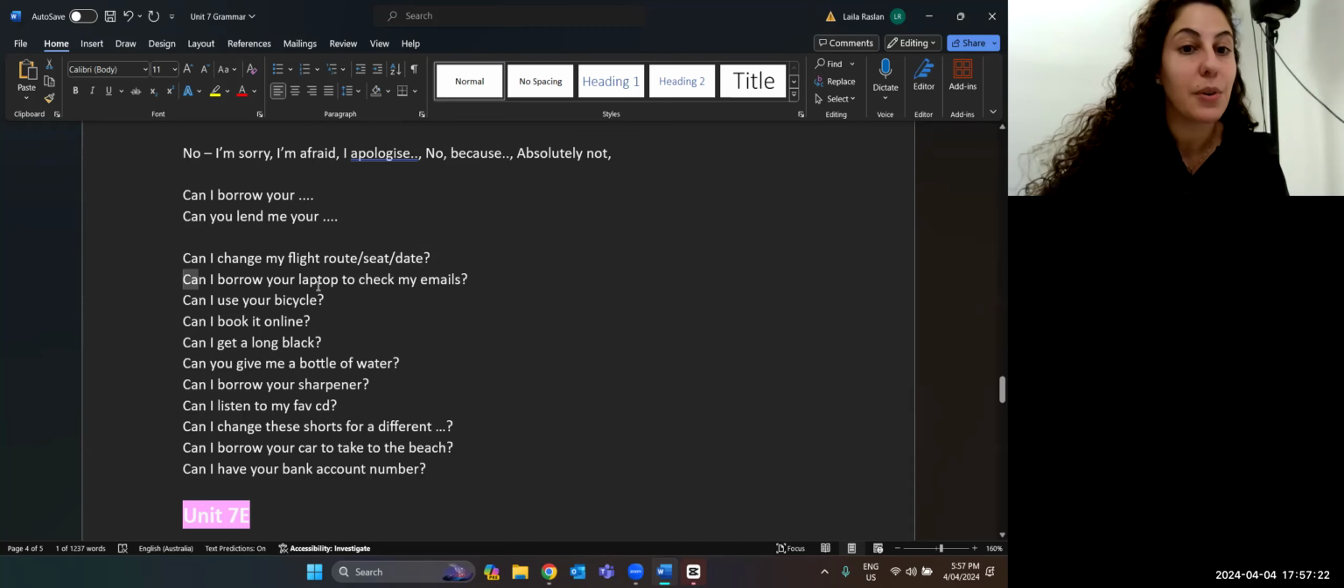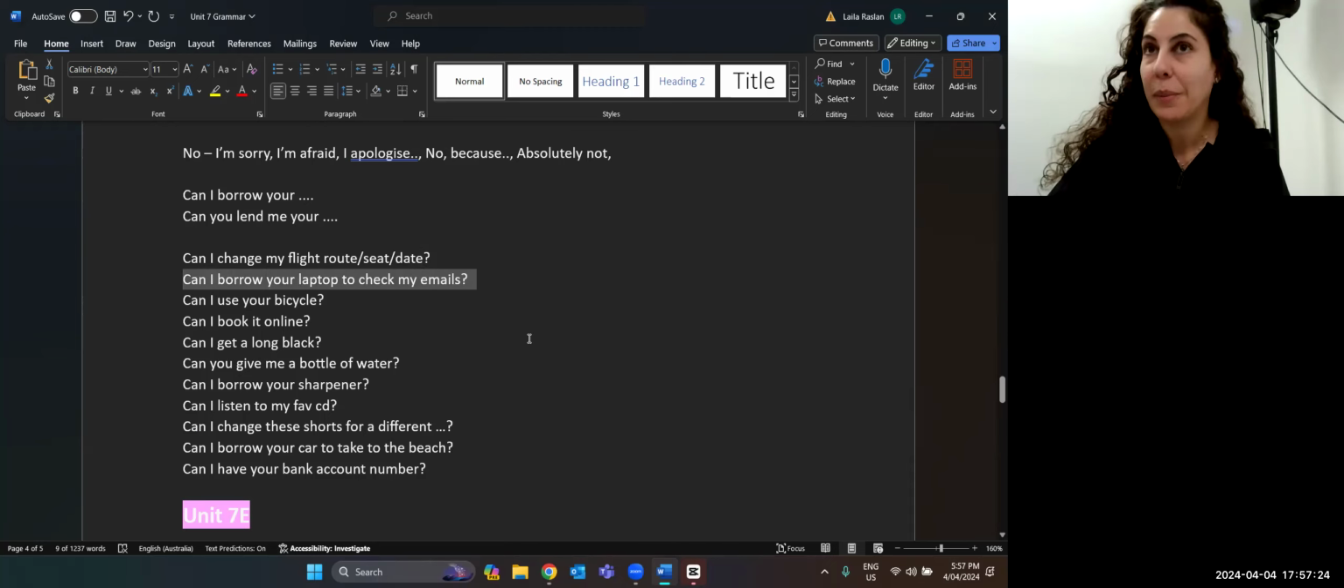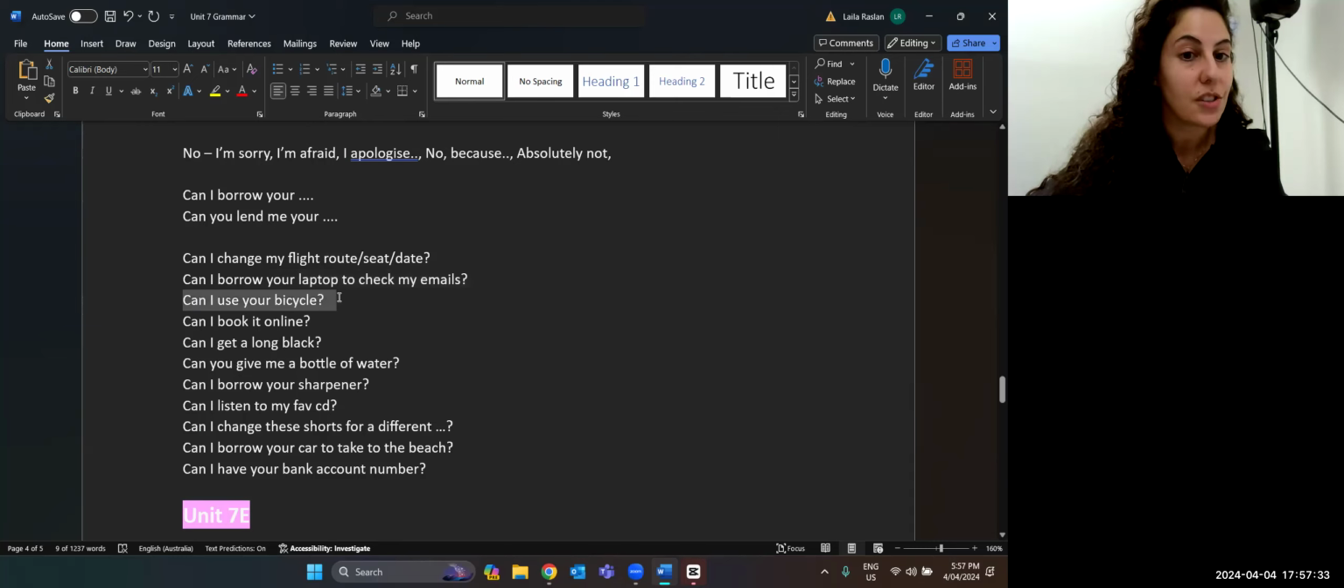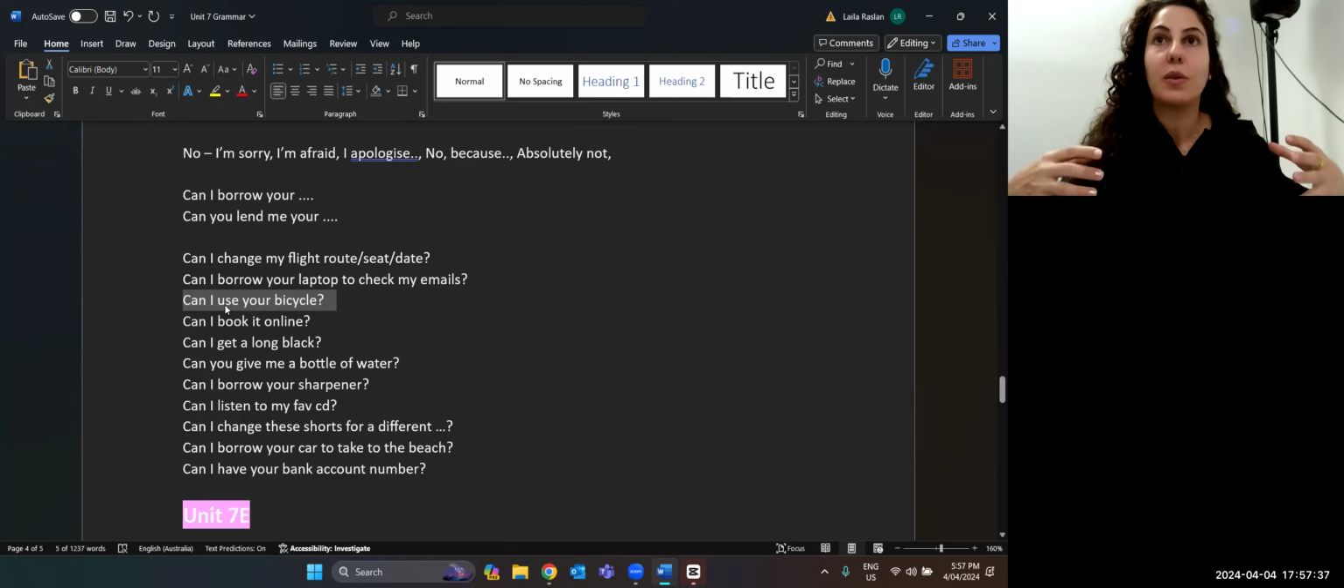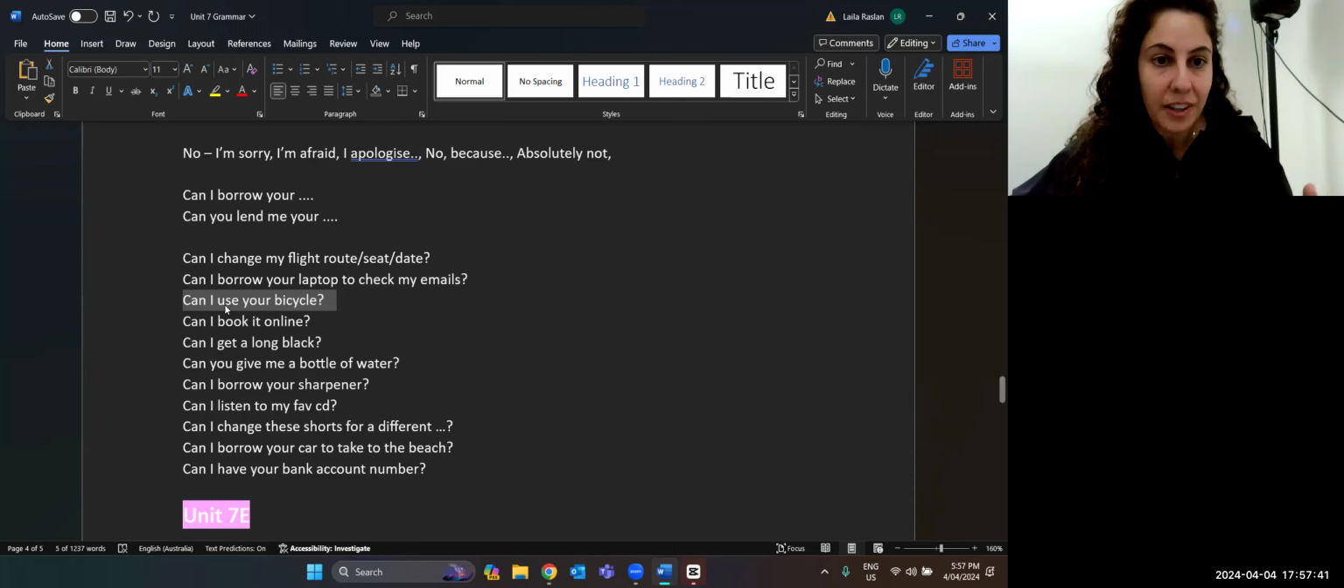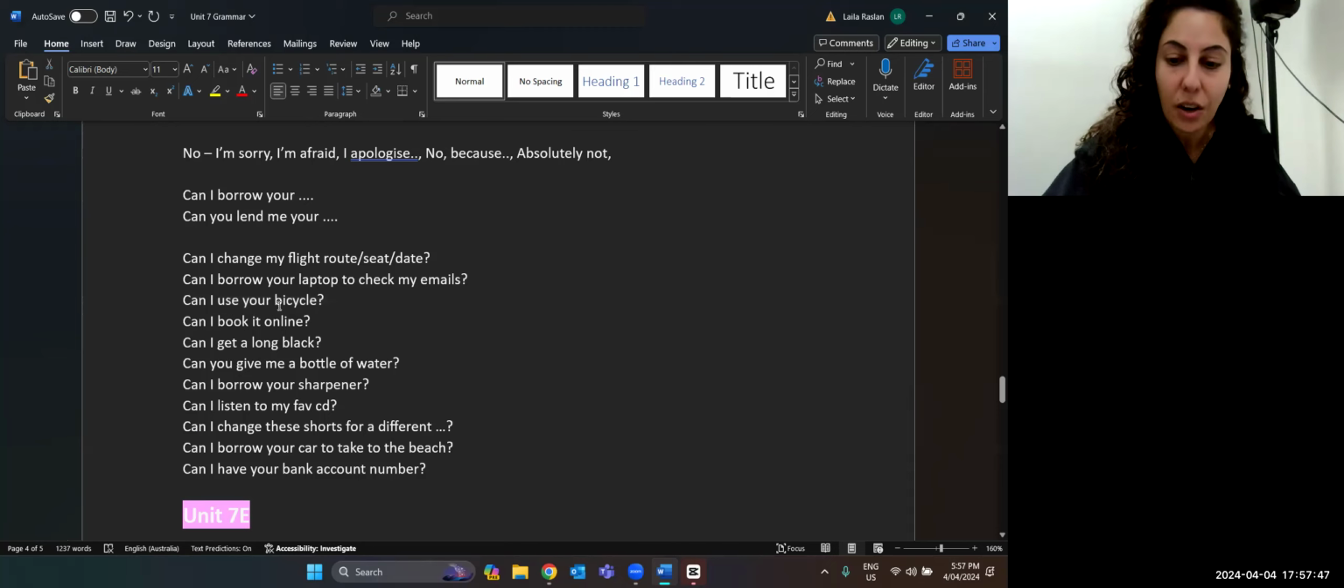We can say, can I borrow your laptop to check my emails? So remember, borrow means I need it, but I will give it back to you. Can I use your bicycle? Now, use is a verb that we use when we're actually doing something with it. So a bicycle, because you're going to go on it and ride it, you're using it. It's the same as saying, can I use your pen? Okay, because you're going to hold the pen and use it.